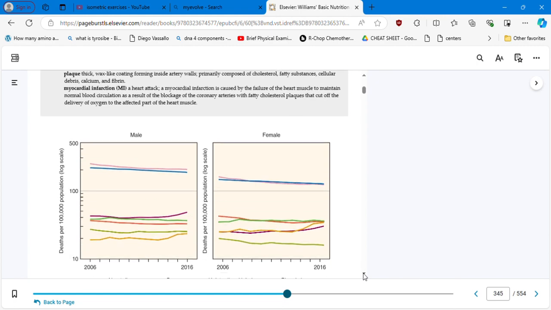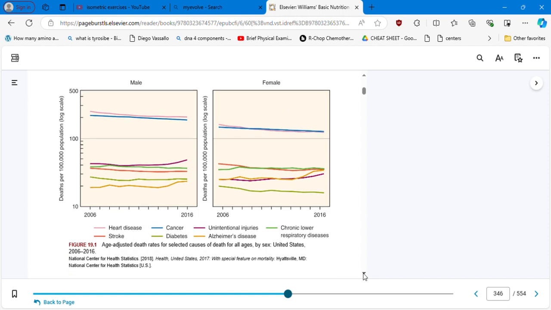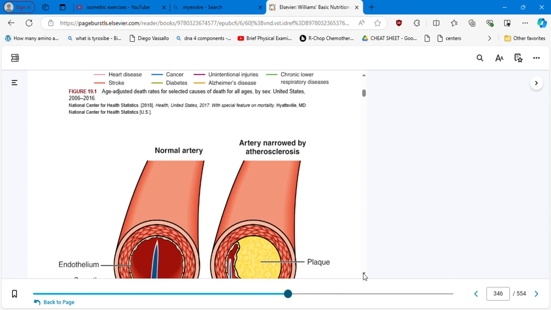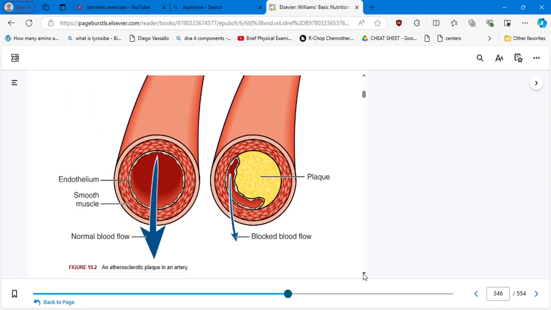Let's move forward. This is a nice diagram explaining through colors the age-adjusted death rates for selected causes of death for all ages, right? And you see that the ones having the most per year are the ones in blue, which is cancer, we know that, and then heart disease, okay? So now this is a very beautiful diagram, also of an atherosclerotic plaque in an artery. So you see the endothelium, you see the plaque, okay?